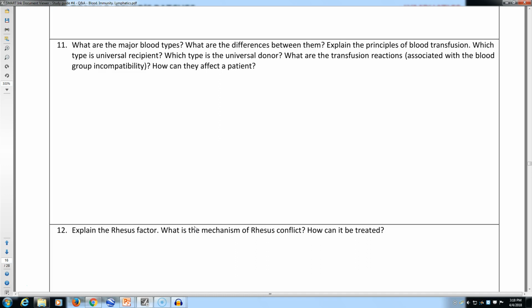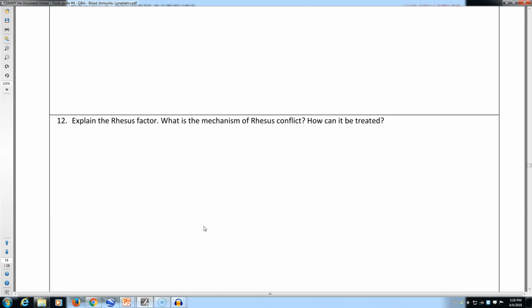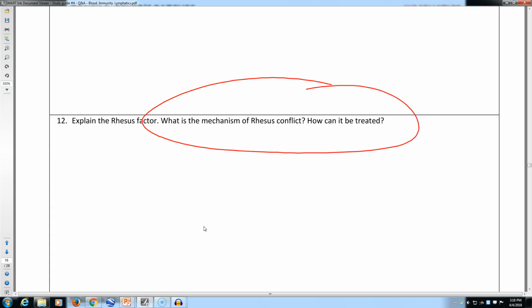Know that, again, agglutinins are antibodies, agglutinogens are antigens on the red blood cells. Explain the rhesus factor. What I'm referring to is, of course, know the mechanism of rhesus conflict. If I am rhesus negative, do I have antibodies against rhesus factor? I presume that I never received any transfusion ever in my life. I do not have antibodies. They are not preformed. Does that make sense? Remember that. But if I receive a transfusion from a rhesus positive person, will I make antibodies? Yes. Good. We're clear about it.